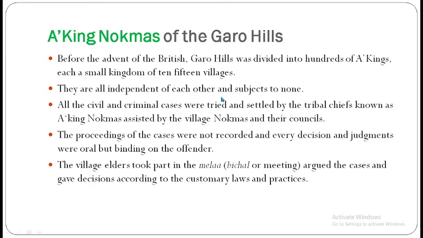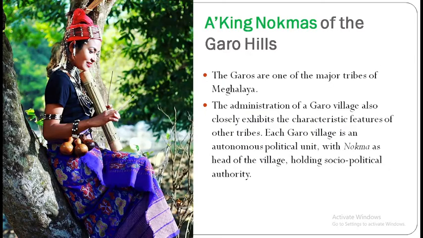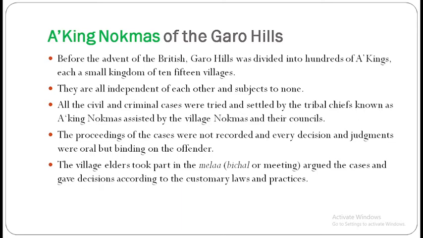They are all independent of each other and subject to none. They were not controlled by any authority. All the civil and criminal cases were tried and settled by the tribal chief known as a King Nokma, assisted by the village Nokmas and their councils. Now, we have just discussed that the Nokma is the head of the village administration. The King Nokma is the head of the tribe or that particular kingdom. So, all civil and criminal cases were tried by the chief of the Garo tribe known as King Nokma. But in all of his decisions, he is always assisted by the Nokmas, or the heads of the villages, and their councils.